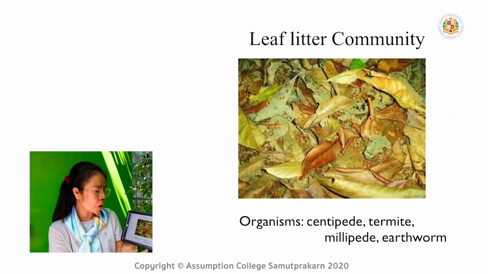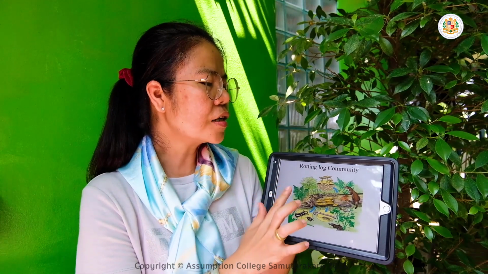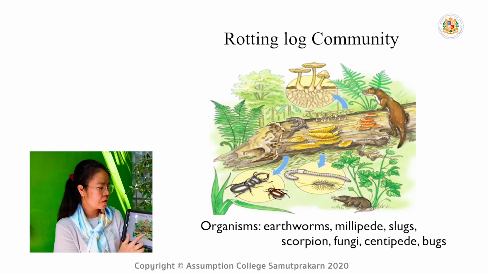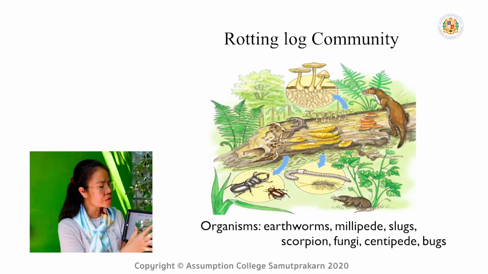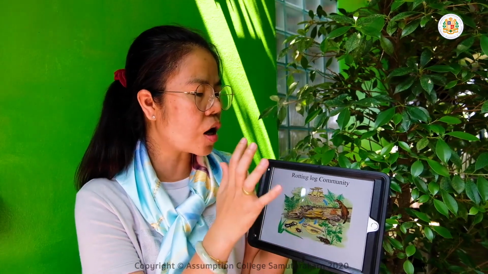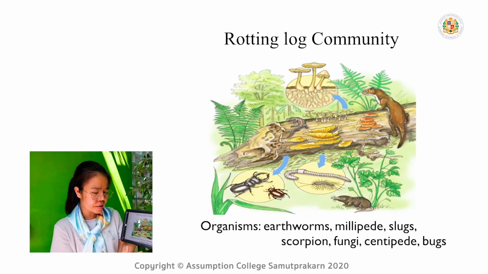So, examples: centipede, termite, millipede, and earthworm. Rotting log community. This is the log. Log is dead wood. Okay, so you can find how many organisms live around here. So that's why we call it rotting log community. What organisms live around here? Okay, earthworm, millipede, slug, scorpion, fungi, and centipede.